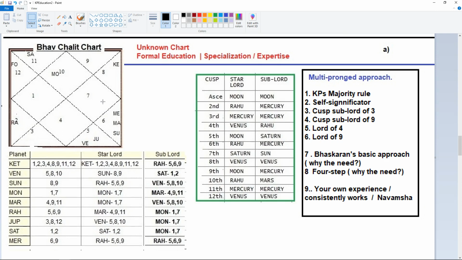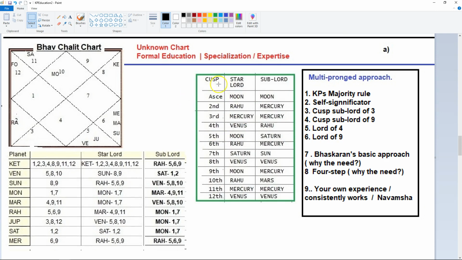For that, you have to look at some other methods also, like the self-significator or the cusp. I have mentioned the cusp because in this horoscope we have an accurate time of birth, so we can make use of the sublord of the cusp, which are the 3rd, 4th, and 9th, and all that has a relationship with education and specialization. So by applying our first method, we had this impression that this chart seemed fairly okay from the formal education point of view.